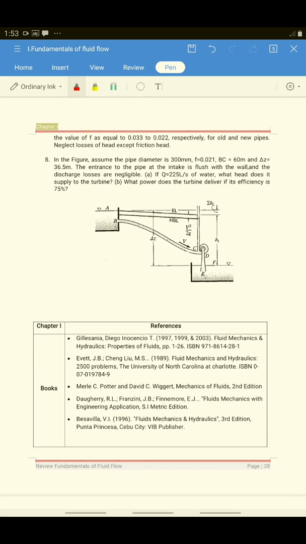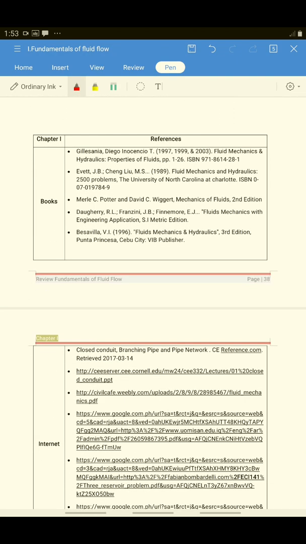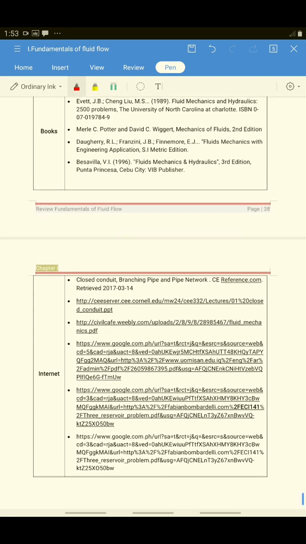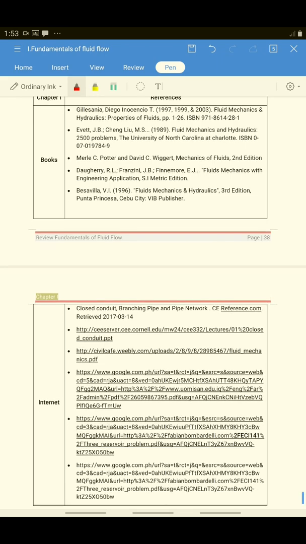And these are the references of this chapter 1. So, you can search the book and the internet sources.